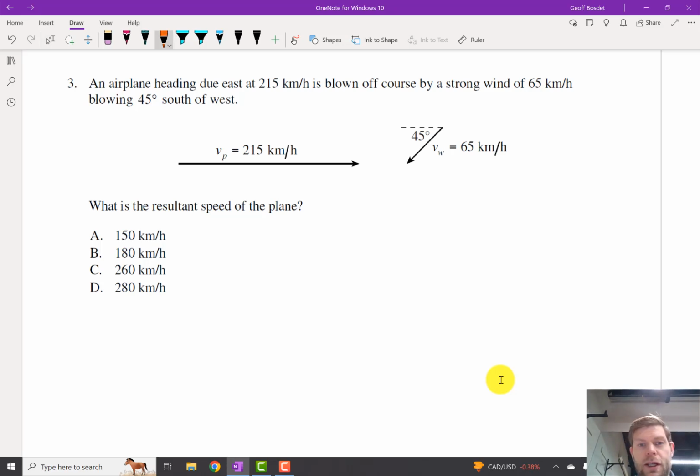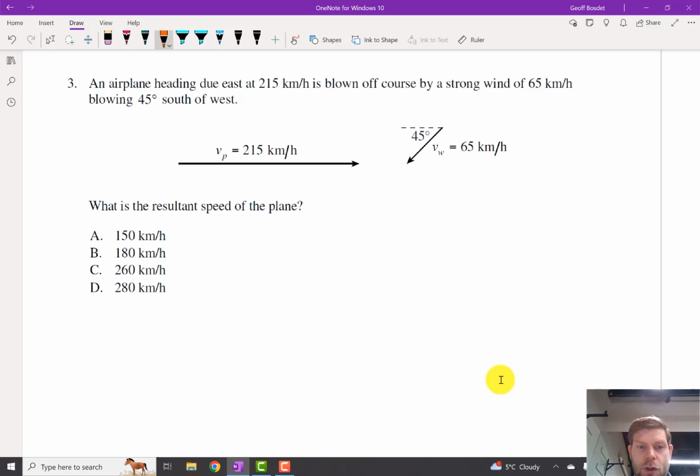If we've got an airplane heading due east relative to the air, and the air is moving at some speed relative to the ground, we want to find the speed of the airplane relative to the ground. To do that, we just add these two vectors: the speed of the airplane relative to the air, added to the speed of the air relative to the ground, will give us the speed of the airplane relative to the ground. Think about that for a while until it makes sense.